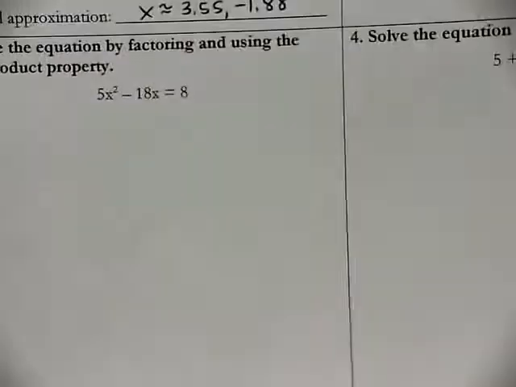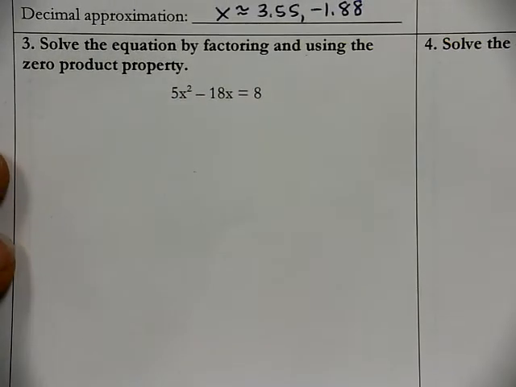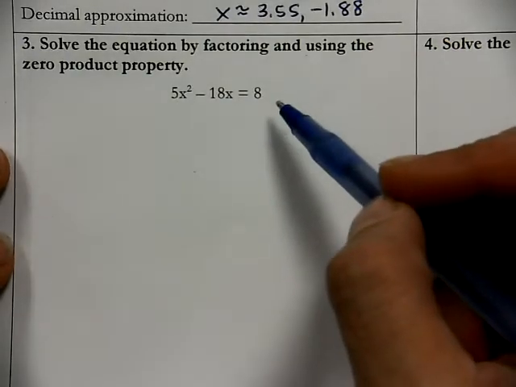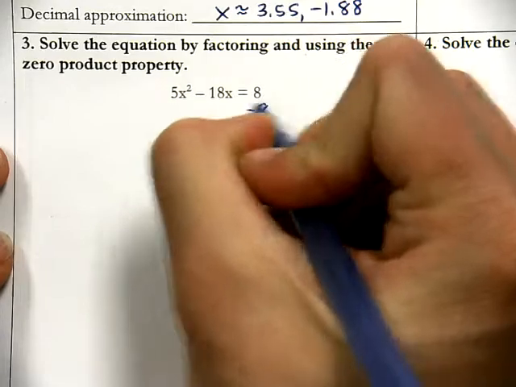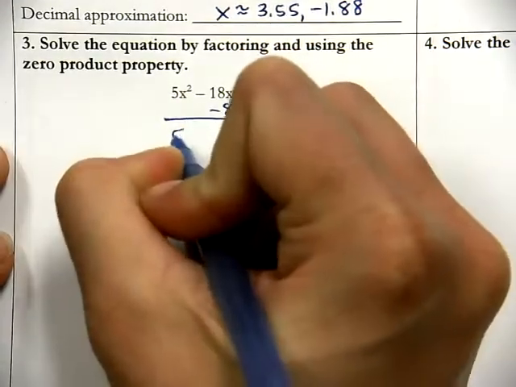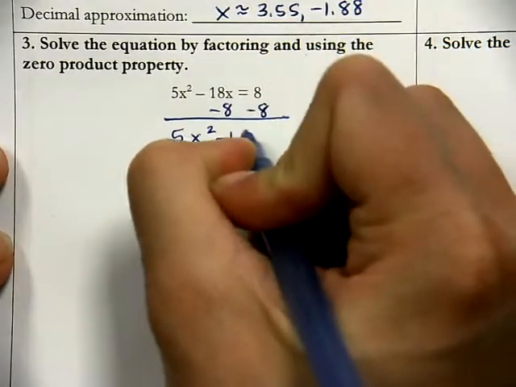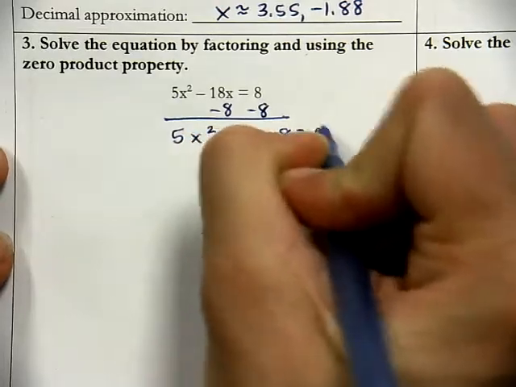Alright, switching on to the next one. It says, solve the equation by factoring and then using the zero product property. Well, before we can do this, because it's an x squared and x, we got to get it set equal to 0. Got to get it in standard form. So I'm going to subtract 8 from both sides. Now I have 5x squared minus 18x minus 8 equals 0.